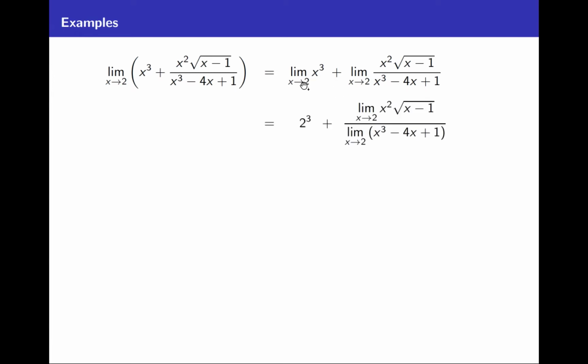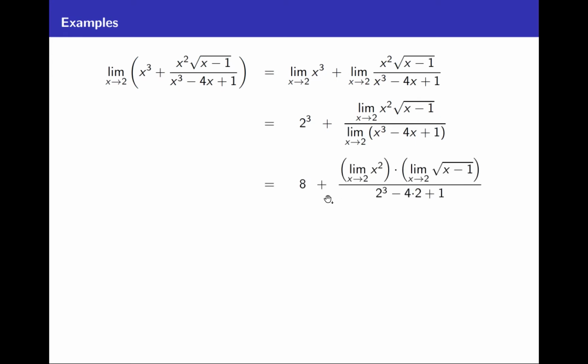Furthermore, one of our basic limit laws says the limit as x approaches 2 of x cubed is 2 cubed. And then we have another limit law that says the limit of a quotient of two functions is the quotient of the limits of the two functions, as indicated here. Now, looking at the bottom function, that's the limit as x approaches 2 of a polynomial. So to evaluate this limit, we just need to plug in 2 into that polynomial. And on the top, we have the limit as x approaches 2 of a product of two functions, x squared times the square root function.